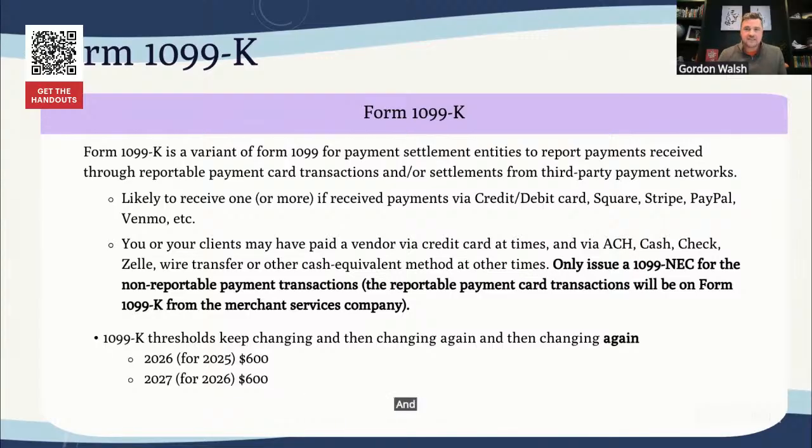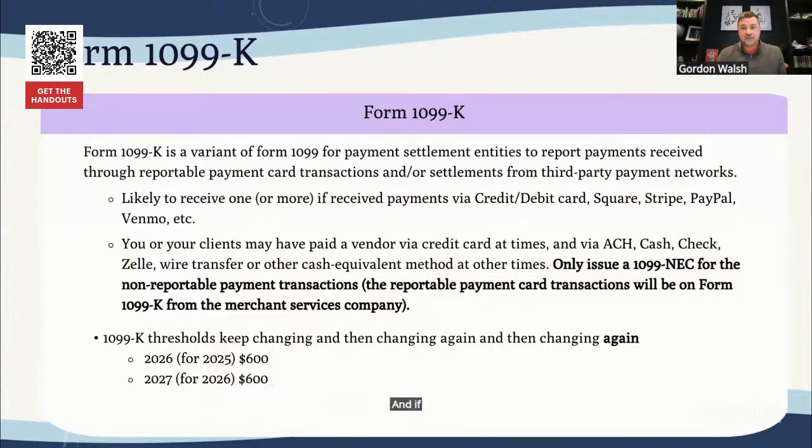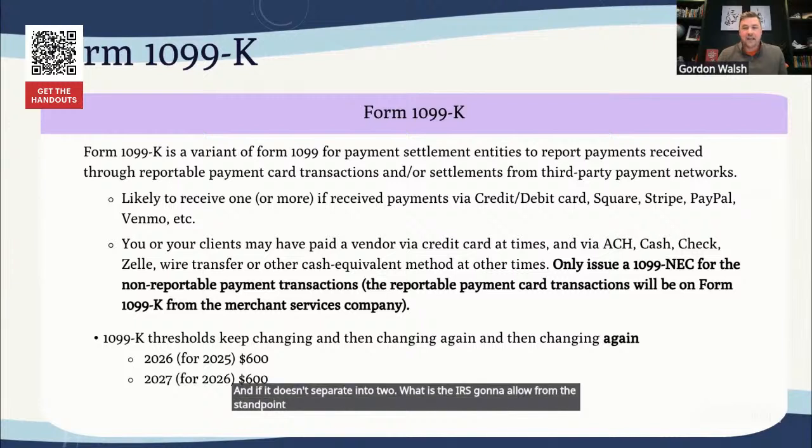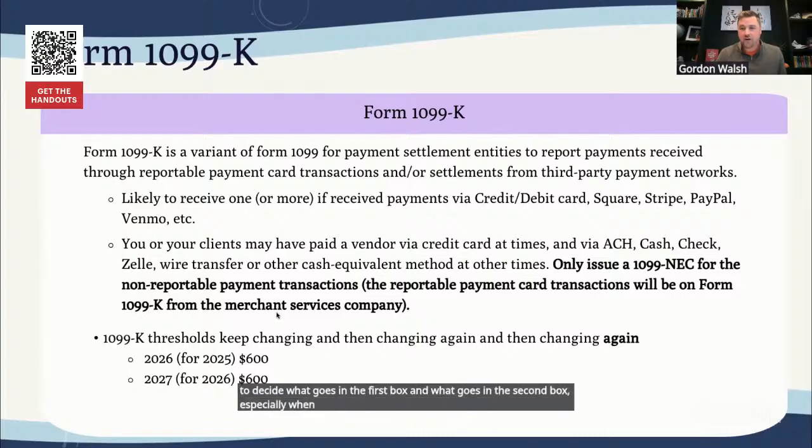And that causes some trouble when it comes back to our accounting systems and ERPs. How does the data come to us from our clients? Is it in one box, or does it separate into two? And if it doesn't separate into two, what is the IRS going to allow us, as not the vendor or contractor, to decide goes in the first box and what goes in the second box, especially when it's a multi-part name or a hyphenated last name?